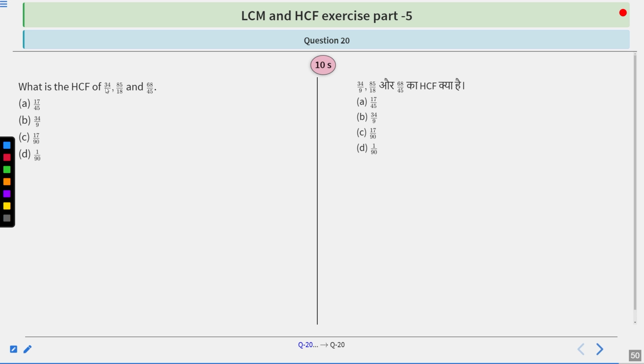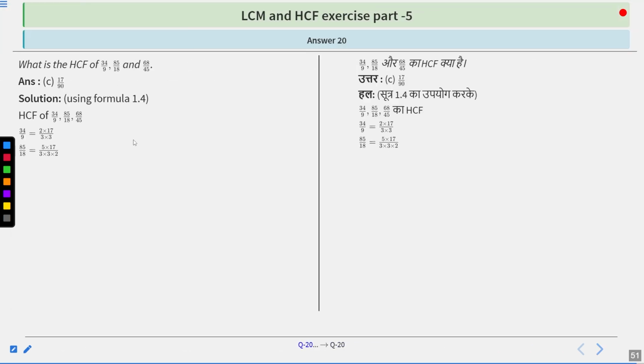What is the HCF of 34 upon 9, 85 upon 18 and 68 upon 45? And the options are 17 upon 45, 34 upon 9, 17 upon 90, and the last one is 1 upon 90. I'm giving you 10 seconds to find the correct answer. So by using formula 1.4, we have to find the HCF of 34 upon 9, 85 upon 18 and 68 upon 45.